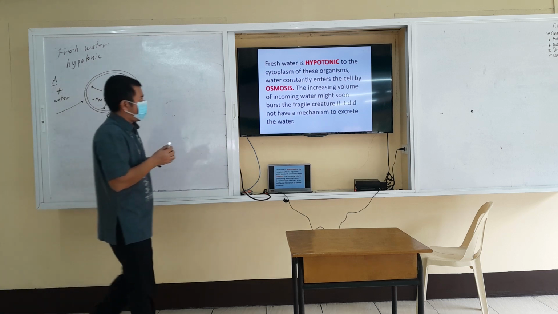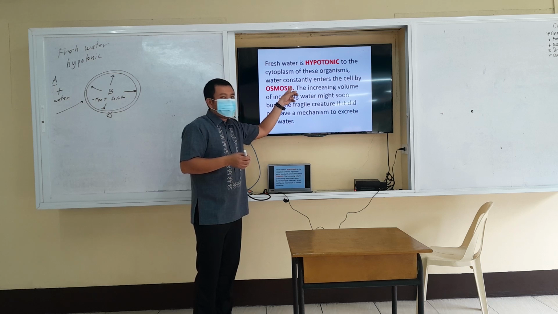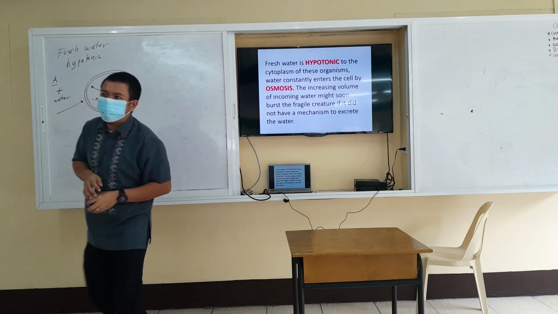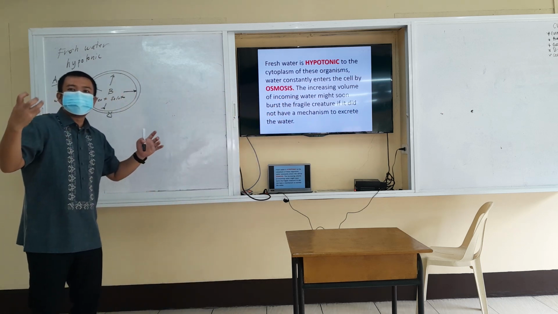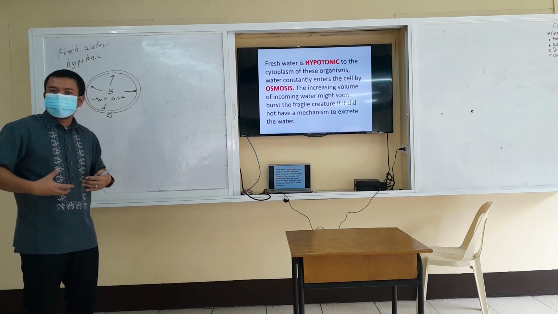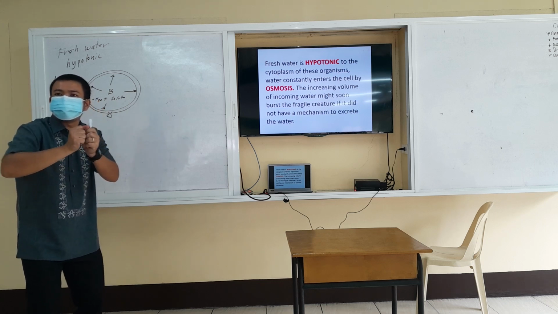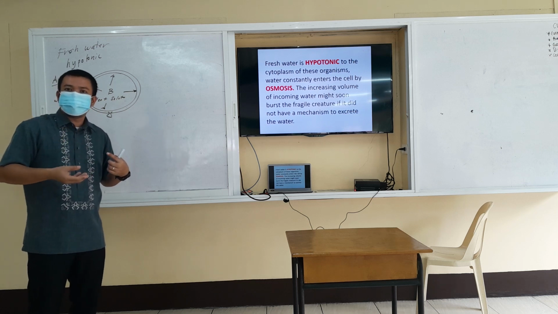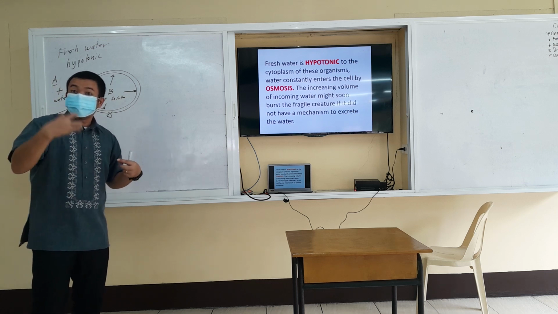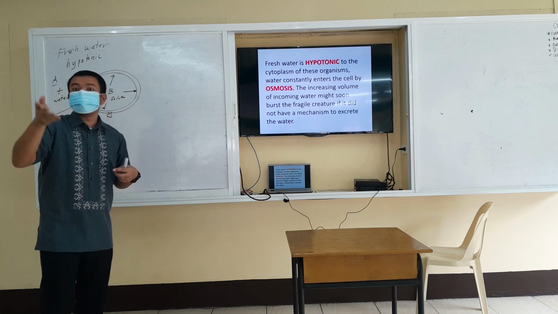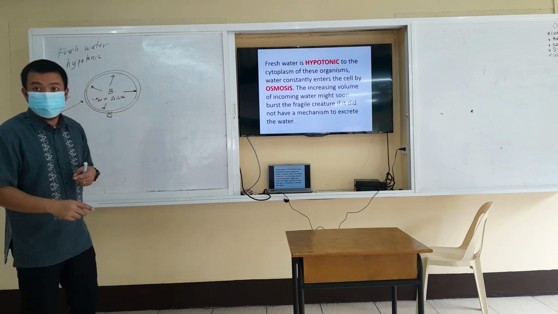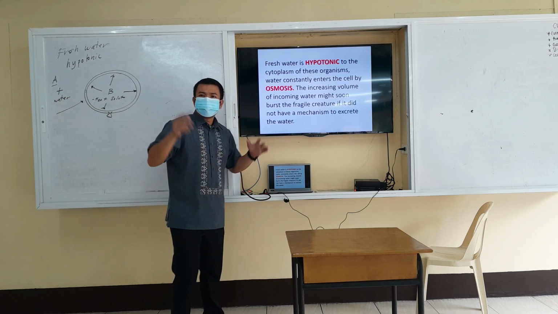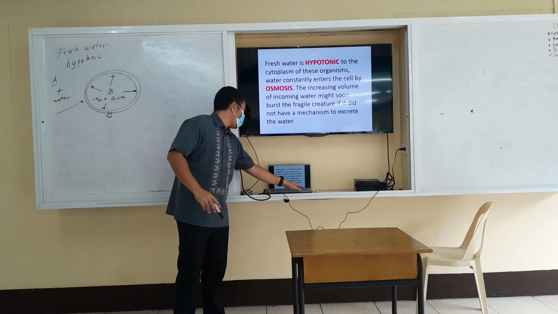Now, the purpose of the contractile vacuole for freshwater fishes is, once the water accumulates inside their body, the contractile vacuole will pump it out to maintain the proper or healthy level of water in their cells. If not, basically the fish will die. Okay. Copy?